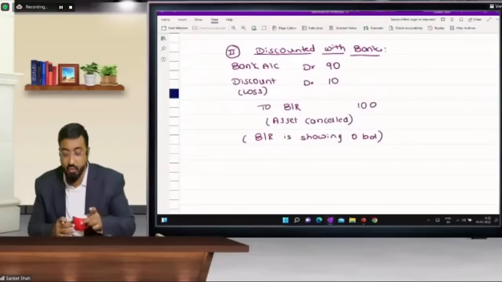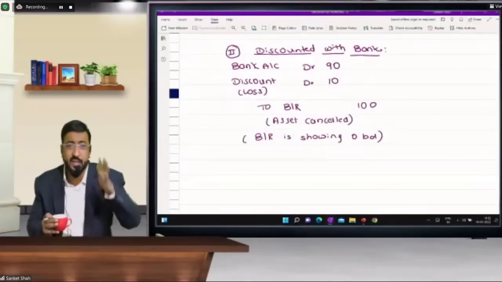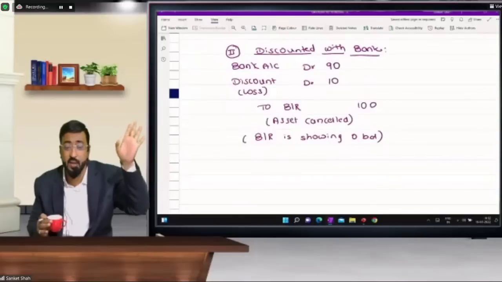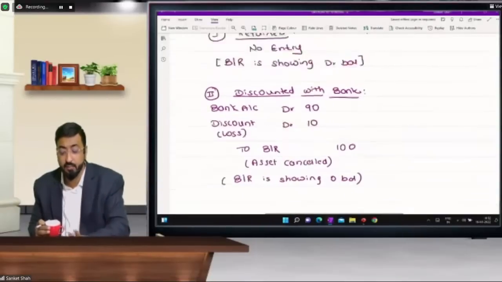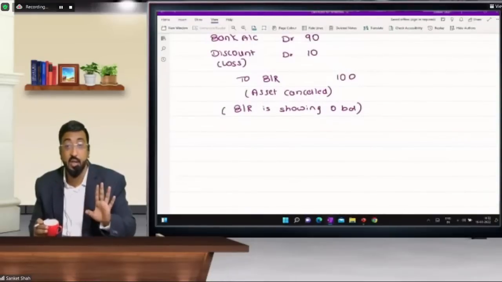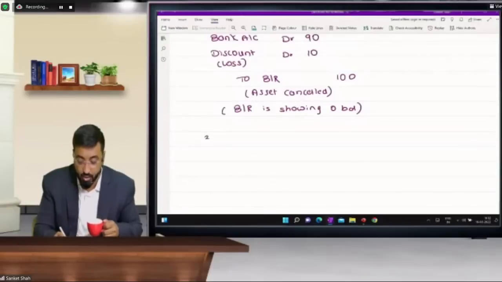So this discount is a loss for you. Now the bill is not with you, sir, in the second situation. So who has the bill? The bank has it. Do I have the bill now? No. In the first situation the bill was with me, in the second situation the bill is with the bank, not with me. So now tell me, in Y's books, X is already closed and the bill is also closed after this second situation.